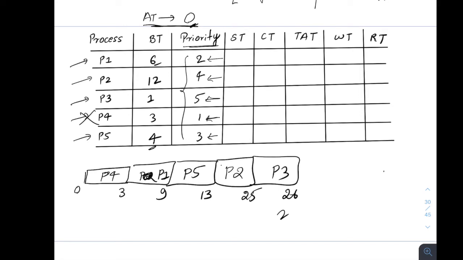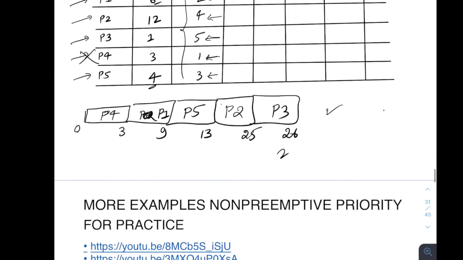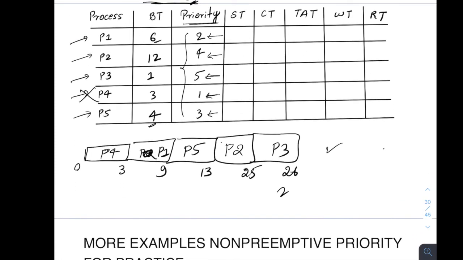Non-preemptive is actually quite easy to solve. Preemptive is quite tough. So you understood this, right? How I took the priority here? I told you, the lower the priority number, higher is the priority. That means this one was the lowest among this, so this is the process with the highest priority.